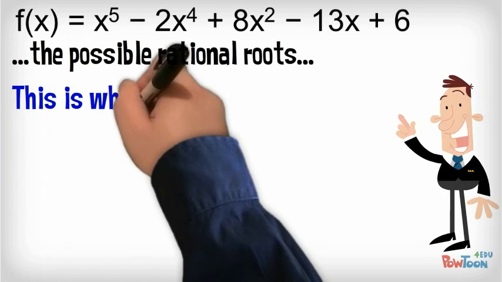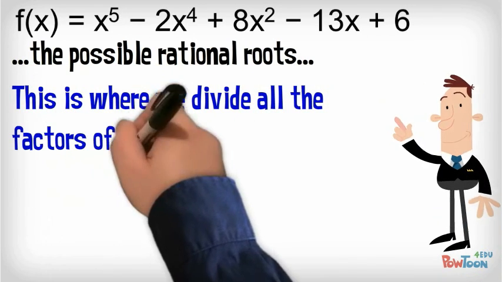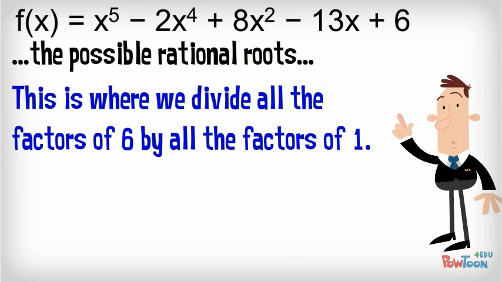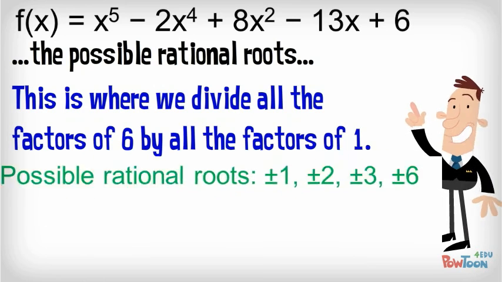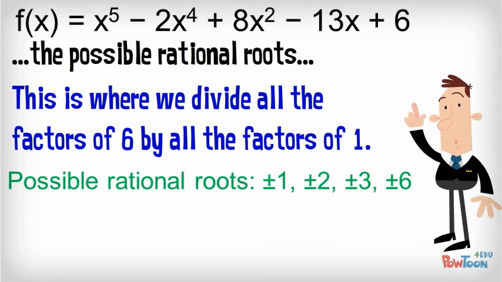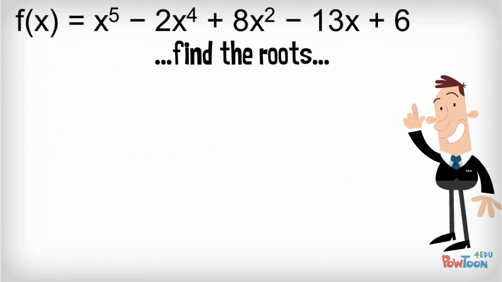What are the possible rational roots? This is where you take all the factors of the constant, the 6, divided by all the possible factors of 1, and it's plus or minus. So it's plus or minus 1, plus or minus 2, plus or minus 3, plus or minus 6, all divided by 1, since 1 is the only factor of the leading coefficient.